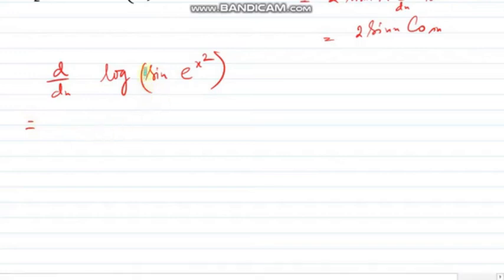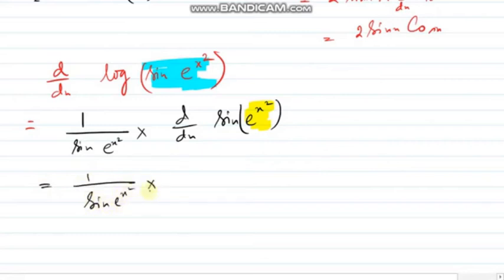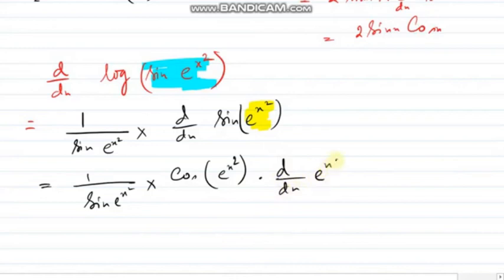Just check. d/dx of log x is 1 divided by x, right? So it will be 1 divided by sin e to the power x square into d/dx of sin e to the power x square, which one you have taken as x, right? Next one, d/dx of sin x, that will be cos x, right? So next line will be 1 divided by sin e to the power x square, d/dx of sin x will be cos e to the power x square into d/dx of this portion we have taken as x, right?